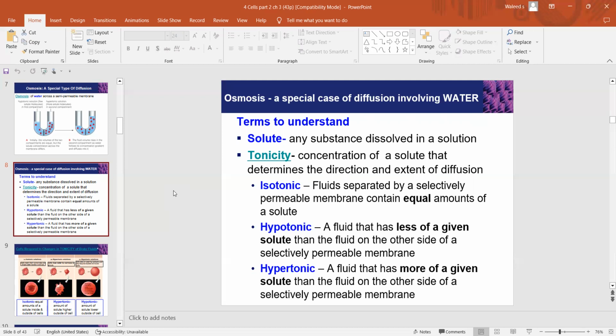Translation, translation, translation. I'm giving you prefixes and suffixes. You used the suffix tonic three times: isotonic, hypotonic, hypertonic. Tonic is concentration. And then you change the prefix: iso, hypo, hyper. Same, less, more.